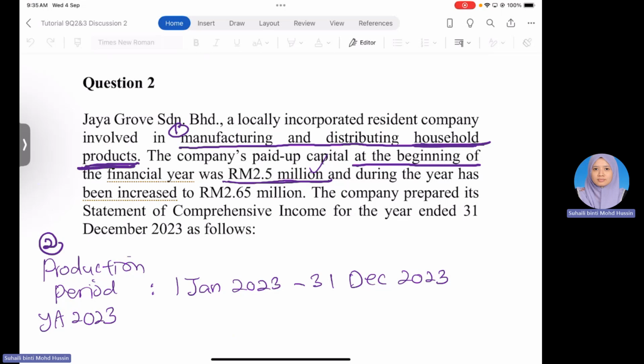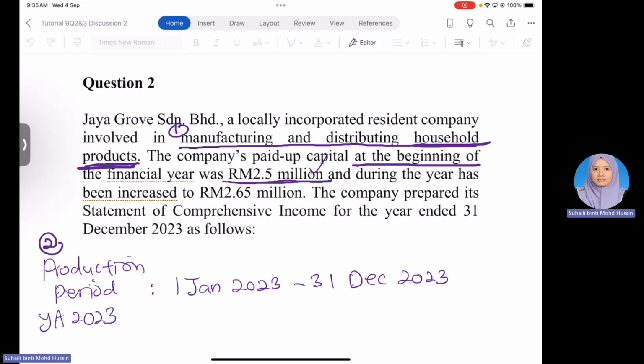And then later on, after we finish the calculation, we get the chargeable income, then we check back their paid up ordinary share capital at the beginning of the period. So for now, we only need what business they are running, and secondly the production period, because we want to know whether what they spend and earn during the period is related to the production of the gross profit from distributing and manufacturing the household product.